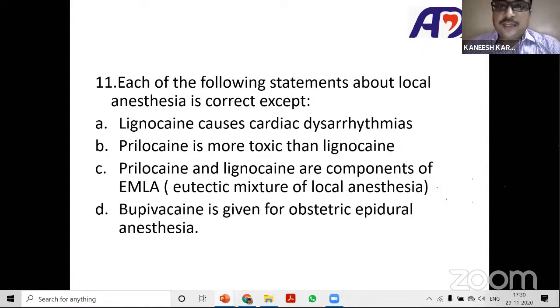Each of the following statements about local anesthesia is correct except: lignocaine causes cardiac dysrhythmias; prilocaine is more toxic than lignocaine; prilocaine and lignocaine are components of EMLA; bupivacaine is given for obstetric epidural anesthesia.